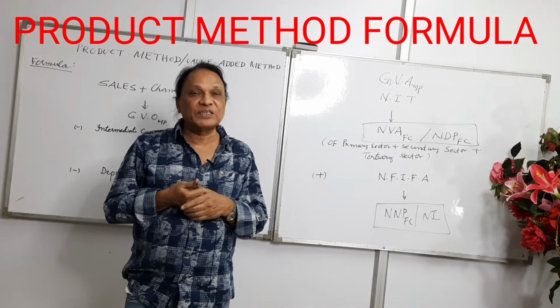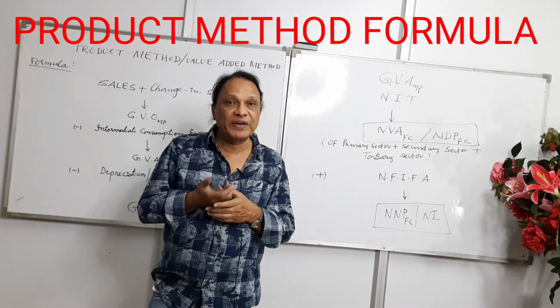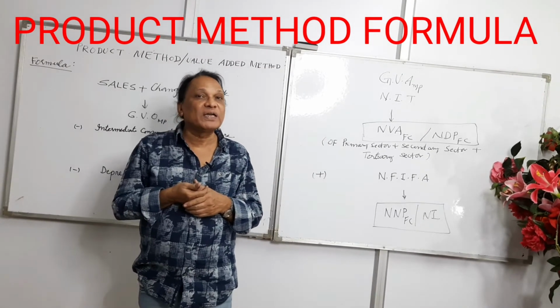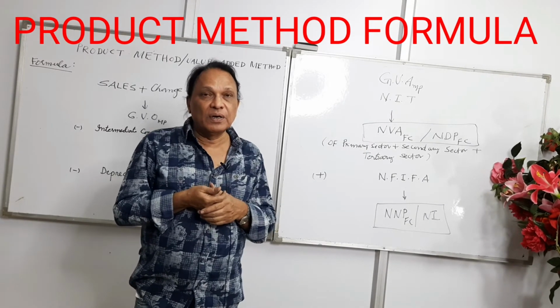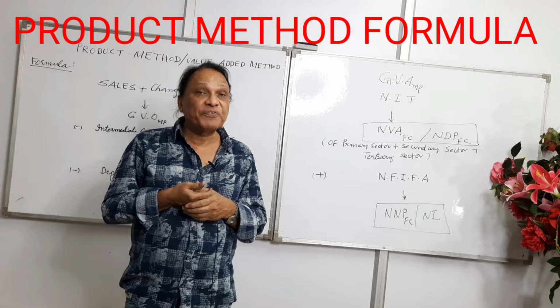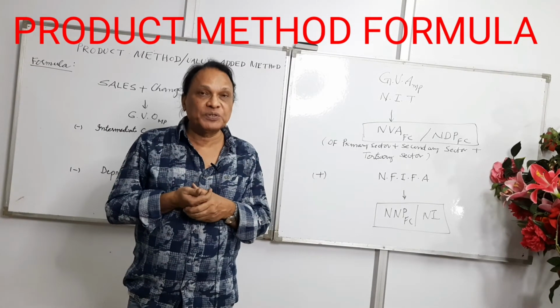In the last class, we discussed the estimation of national income by product method. We also call it the value added method or net output method. To refresh your memory once again, I give you the steps.